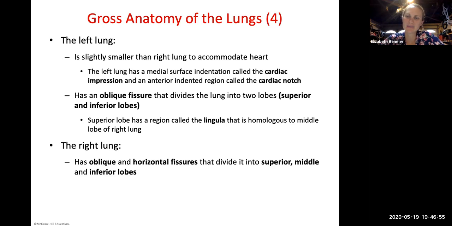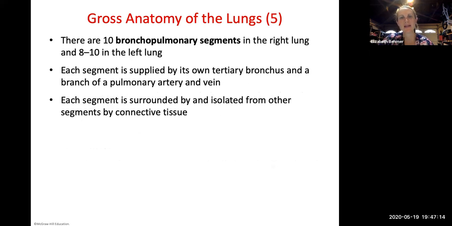Left lung is slightly smaller, it has a cardiac impression, a cardiac notch. It has an oblique fissure that divides the lung into 2 lobes. The right lung has oblique and horizontal fissures that divide it into the 3 superior, middle, and inferior lobes.